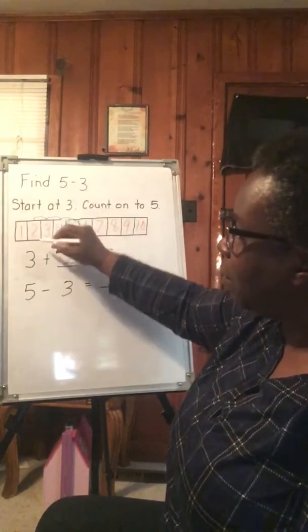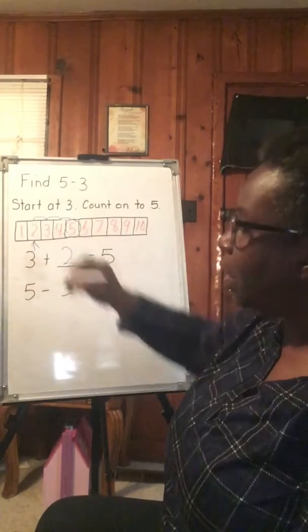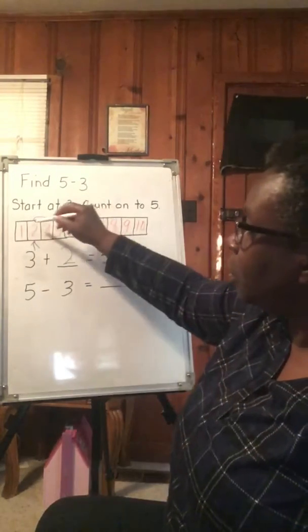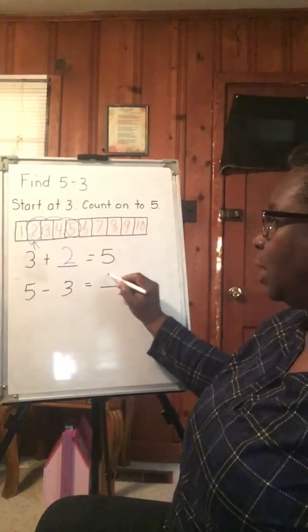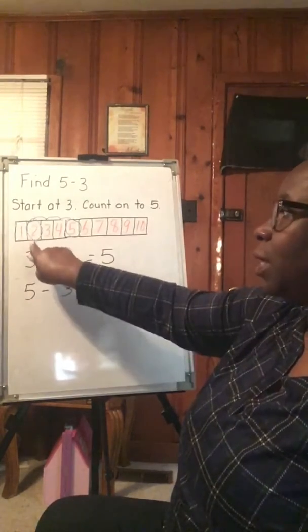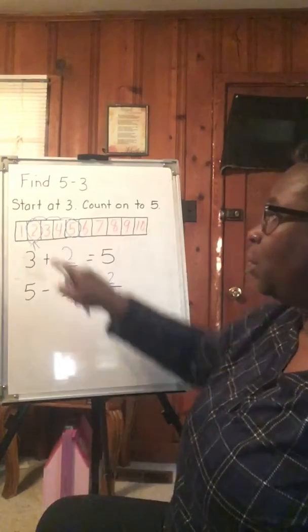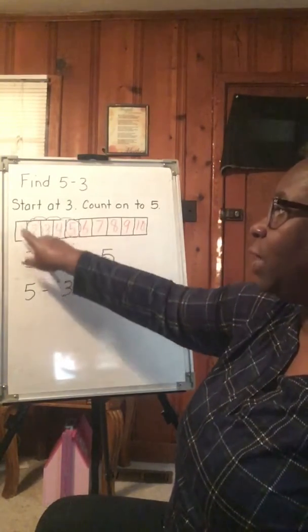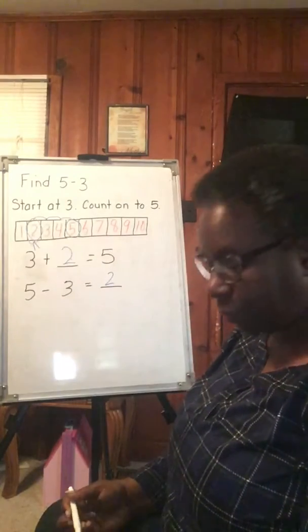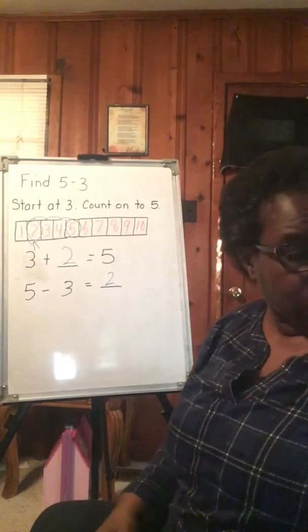And we ended up on what number? We ended up on our number 2. So 5 minus 3 gives us 2, the number we ended up on. Okay? So when you're going up, you're counting the spaces. When you're going backwards, you're finding what number you end up on. And we're going to go over one more.